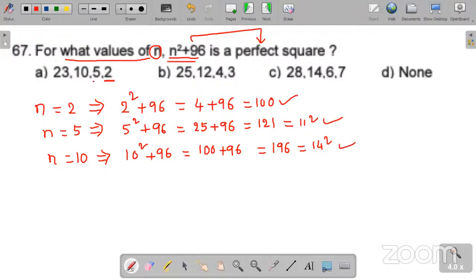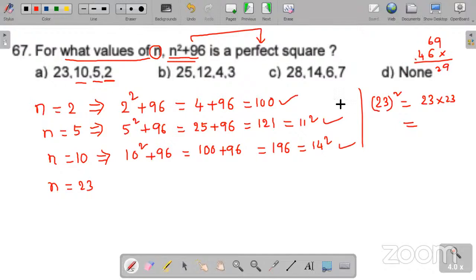n is equal to 2, n is equal to 5, n is equal to 10, let us check n is equal to 23. First, let us find out 23 squared. What is the value of 23 squared? 23 into 23 means 3 times 3 is 9, 3 times 2 is 6, 2 times 3 is 6, 2 times 2 is 4. So that will be 529. So this is 529 plus 96.